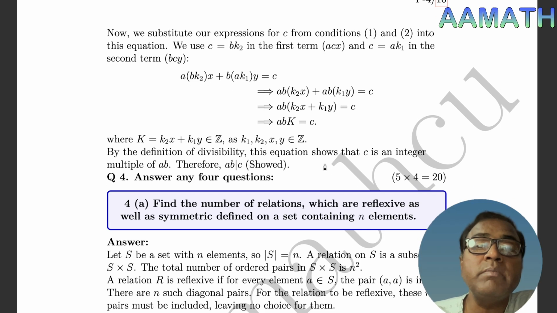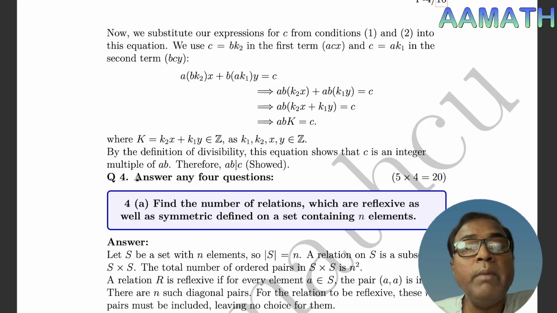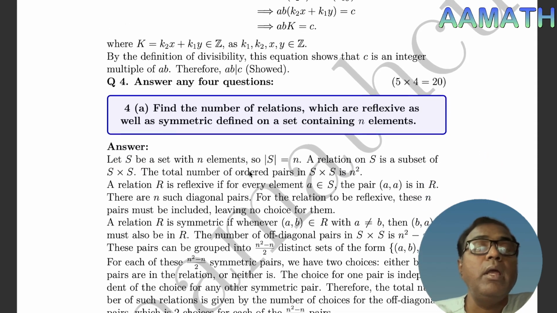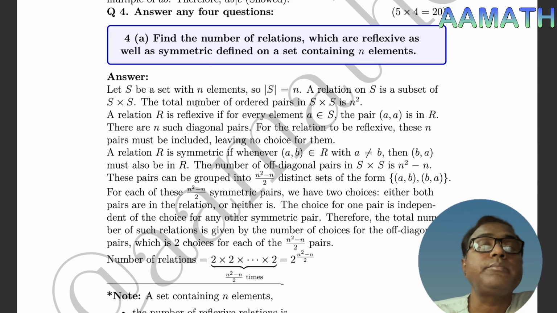By the definition of divisibility, this equation shows that C is an integer multiple of AB. That means this implies AB divides C. Hence the result.